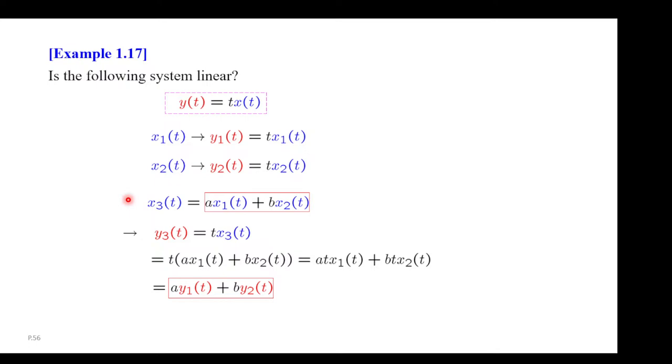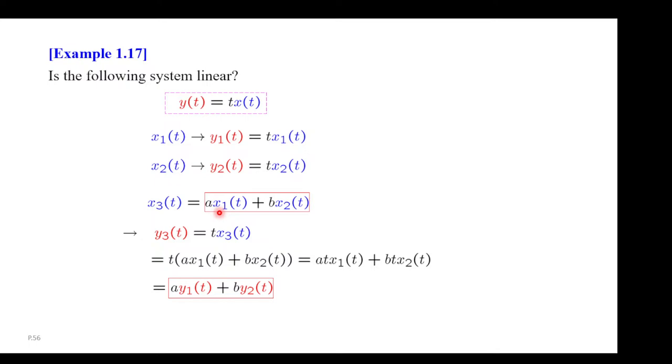So we just check what happens if our input is x3 equal to this arbitrary linear combination of x1 and x2. So x3 equal to a x1 of t plus b x2 of t. And then we do the block thing once again. We have this linear combination as input, and then we calculate the output, and the output is, well, you go through here.